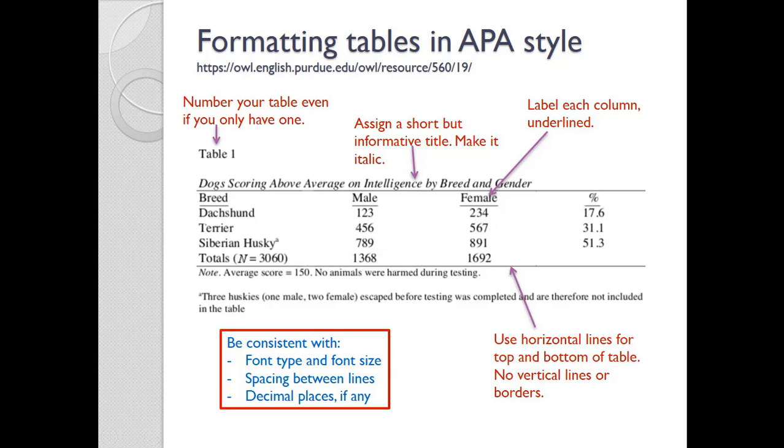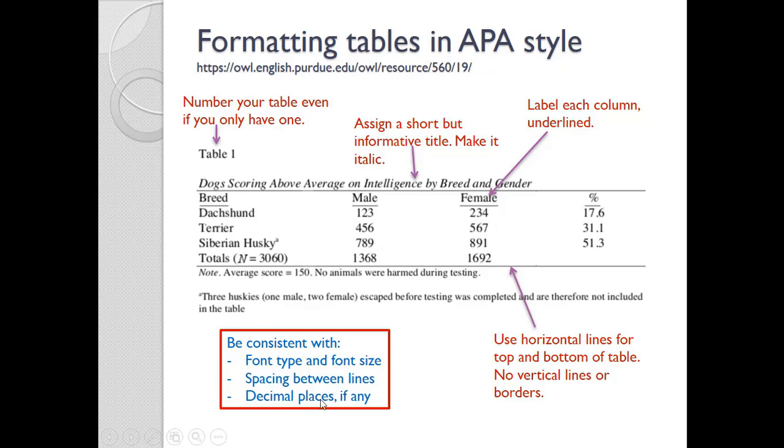So basically we're using horizontal lines for the top and the bottom of the table, and that is it. Then when we get to the different labels in the table, we have just the labels themselves underlined. And so that might be different from what you've seen in the past. And you can put a note at the bottom underneath the table. And if you have an asterisk or a letter with a note, you can add that as well.